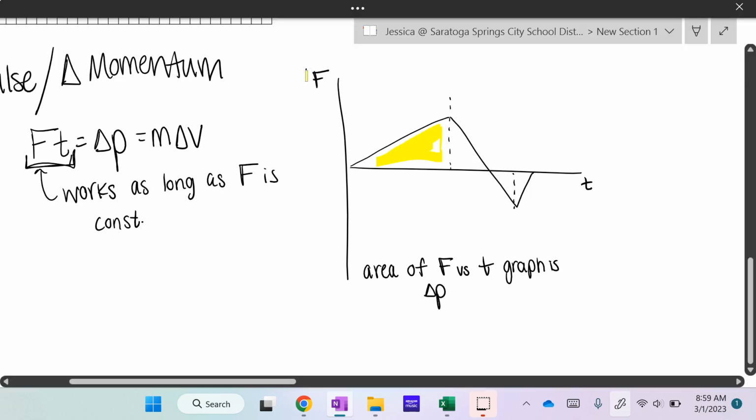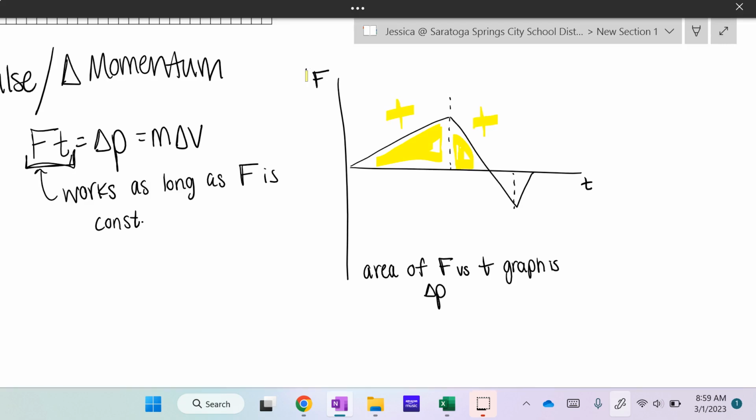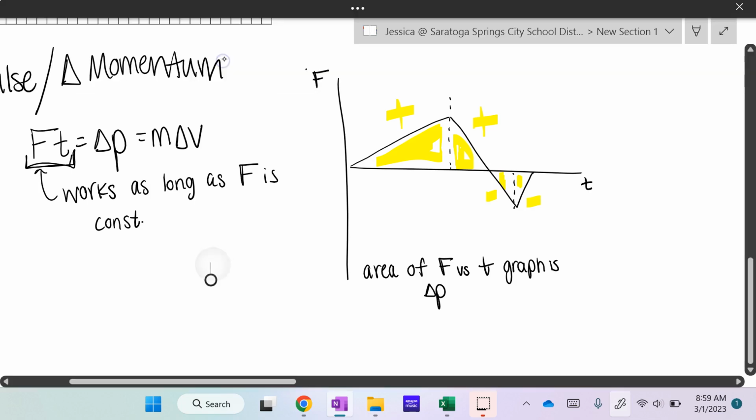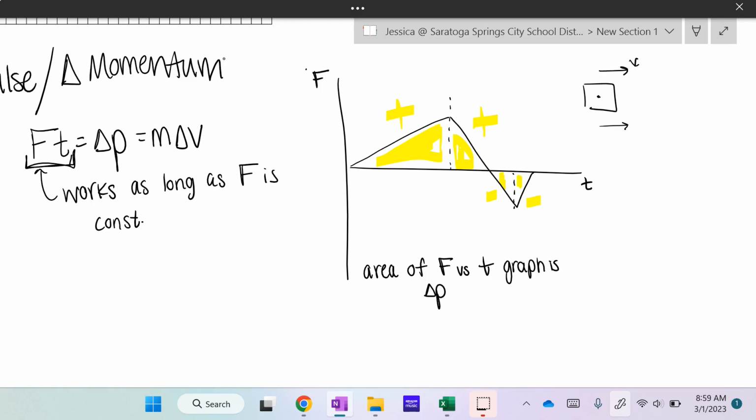this area, and I would calculate this area, and both of those areas would be considered positive, which means I'm adding momentum to the system, or I have momentum to the right, and then both of these areas would be negative. Okay. Now, I'm going to assume that my object is initially moving to the right when this force is acting, right? So I'm initially moving to the right, and then I have this force acting.